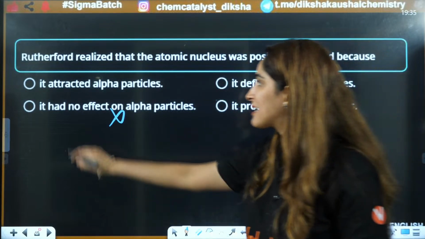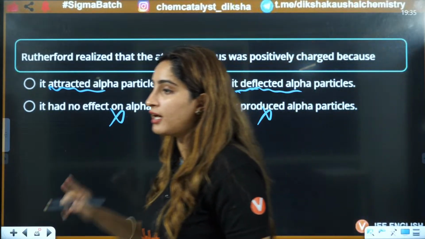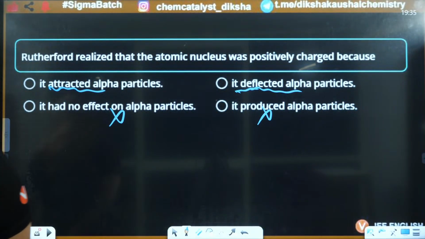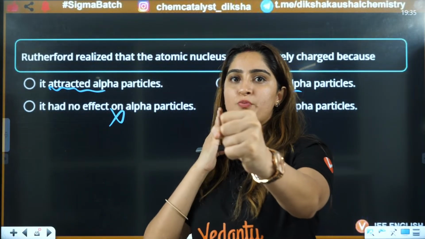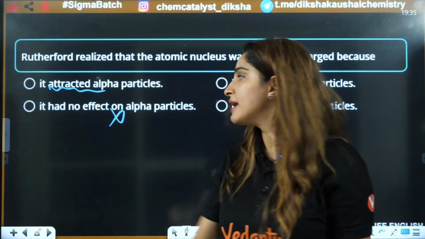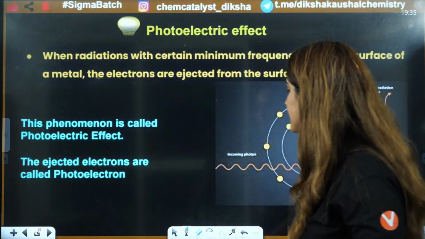Now tell me, did it attract the alpha particles or did it repel or deflect the alpha particles? It deflected the alpha particles. We can see this is positive, this is also positive, it is coming, so it is going to deflect it, right? So it deflected the alpha particle.